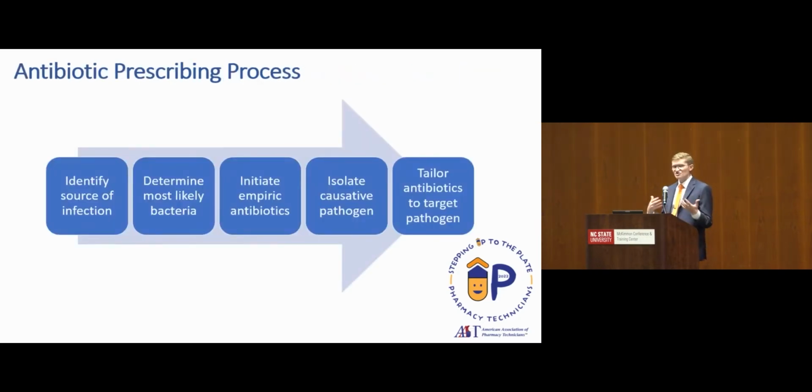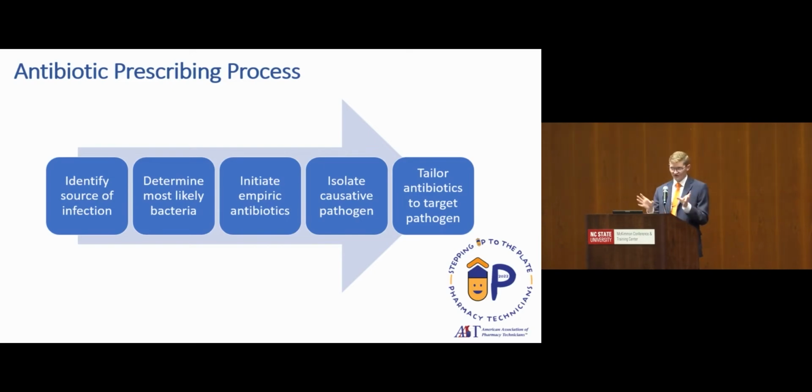So here's a way to visualize the thought process we may go through when deciding what antibiotic we may want to use. So first we need to think about, okay, this patient has an infection. What's the source of the infection? And then we're going to determine, based on that source, what are the most likely bacteria that would be causing that infection. So the types of bacteria we would think would be common for a urinary tract infection or a UTI maybe are different than what would cause a pneumonia most commonly or a skin infection most commonly.